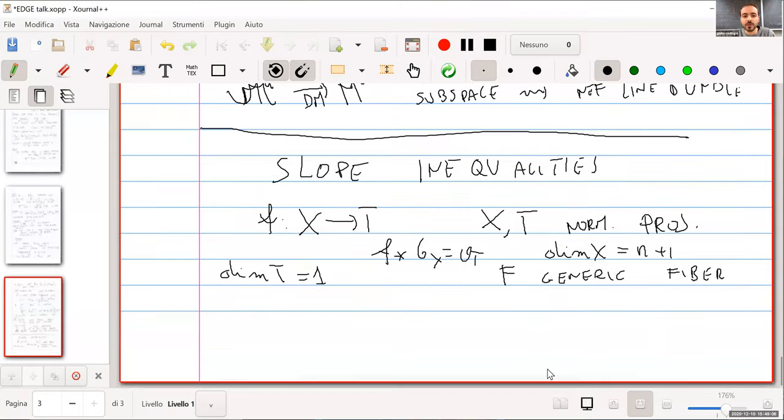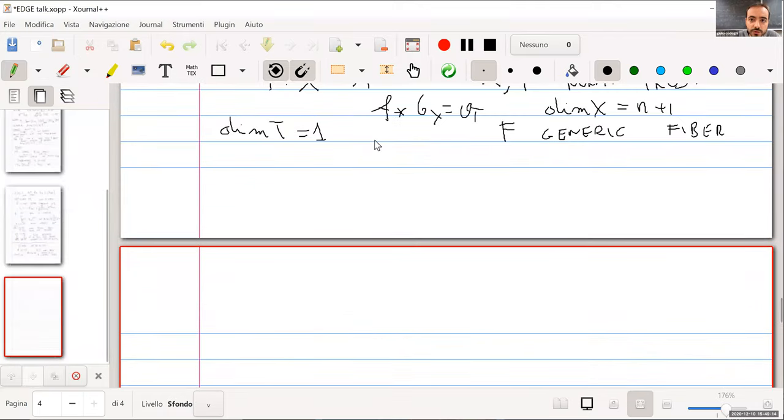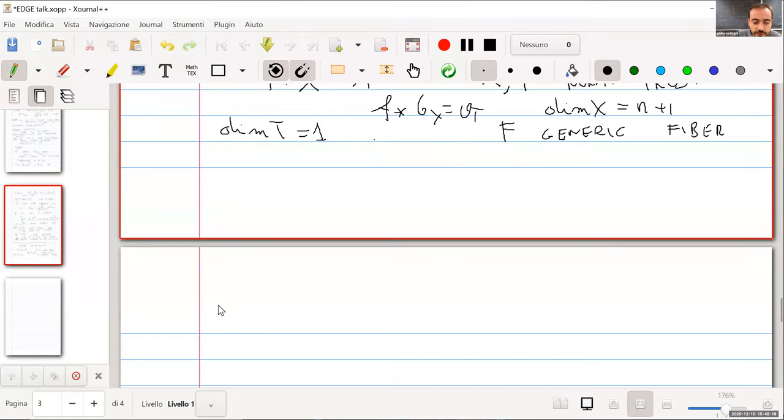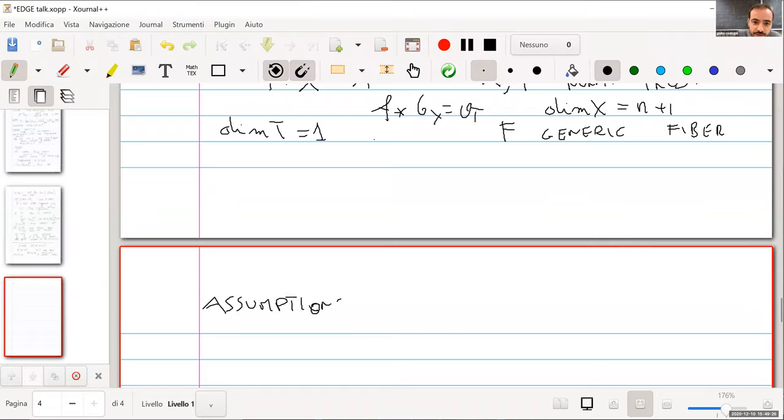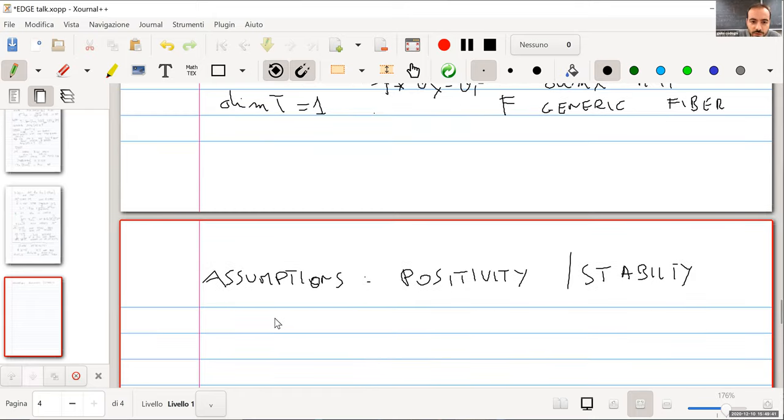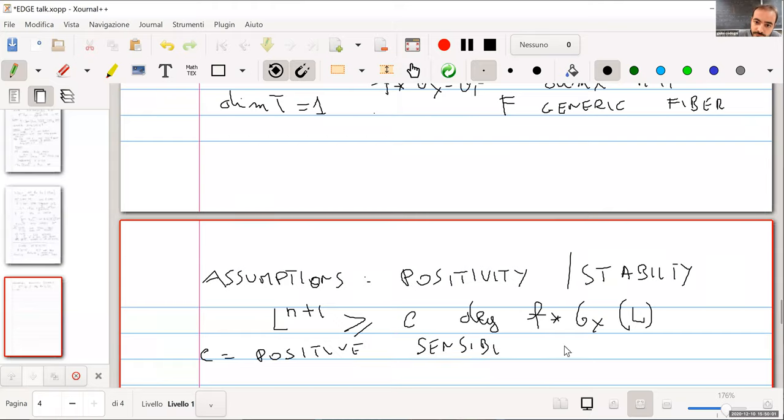So that's the setup. Now, what is a slope inequality? It's a result of this shape. You have some more assumptions, which are usually like positivity assumptions or stability assumptions. And then what you have is something like L to the power n plus one is greater or equal than C times the degree of f lower star of O_X(L), where C is a positive sensible constant.